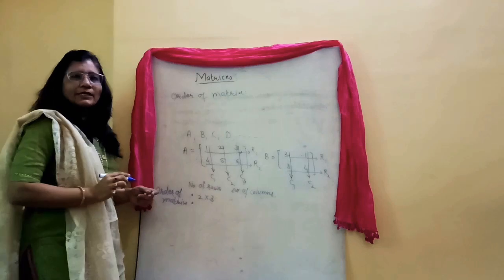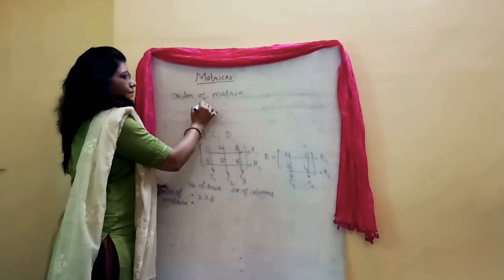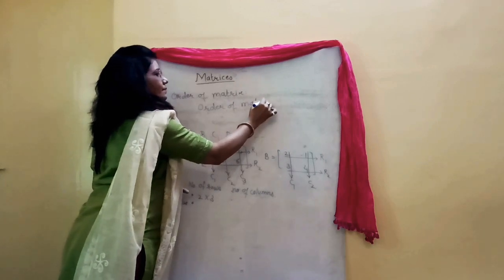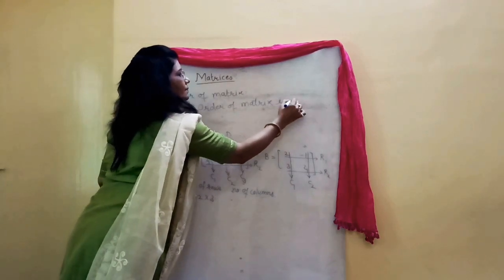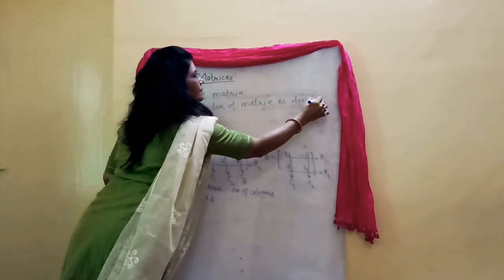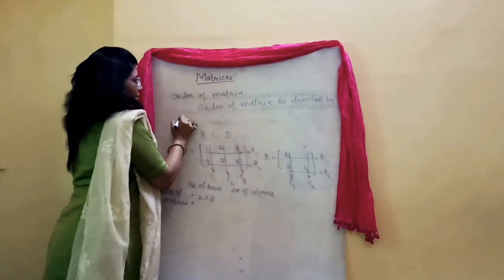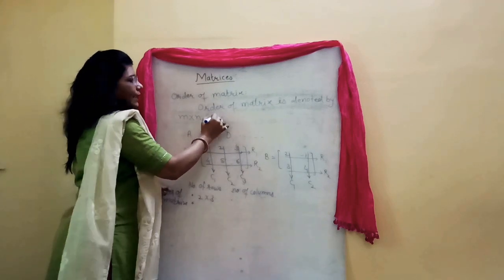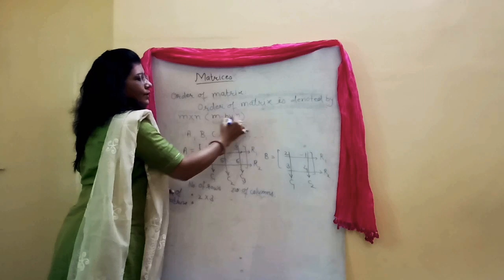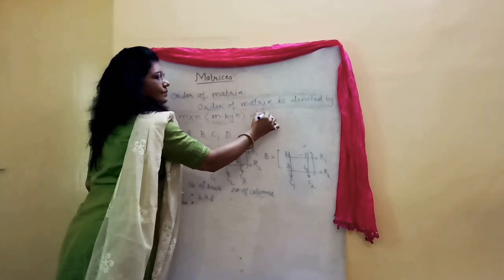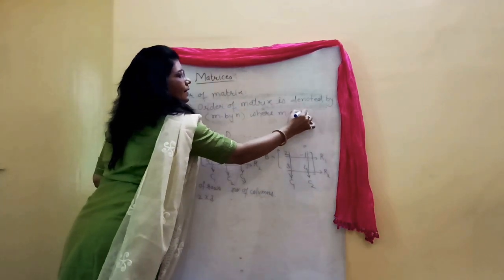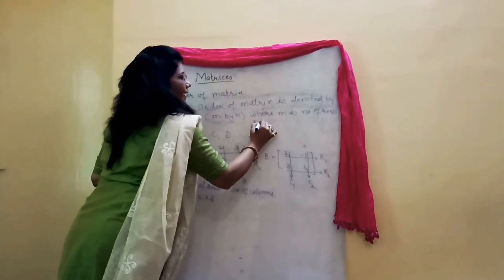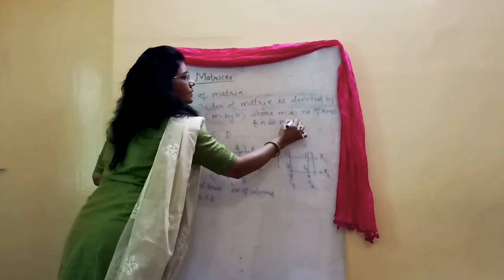So the order of a matrix is denoted by m by n. How is it read? How can we read it? M by n, where m is the number of rows and n is the number of columns.